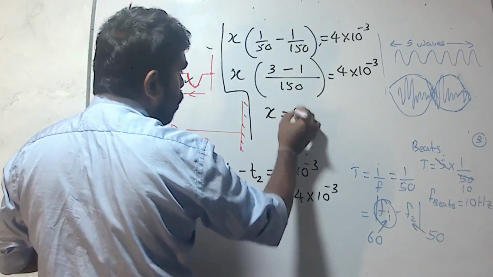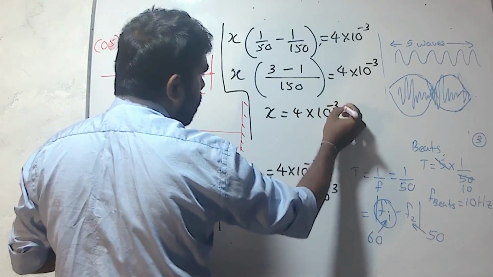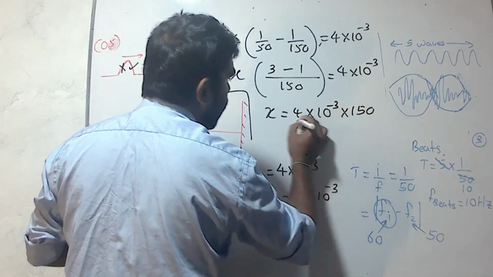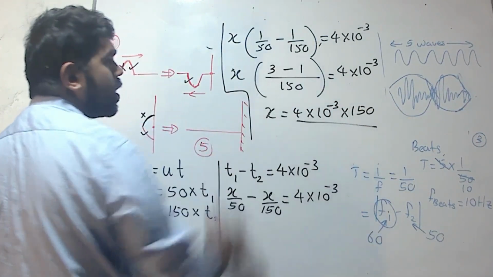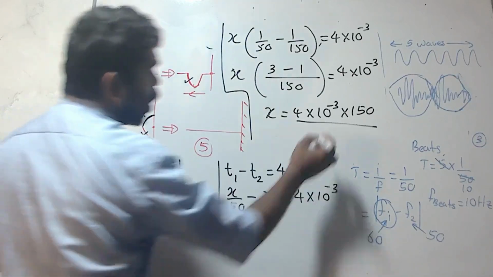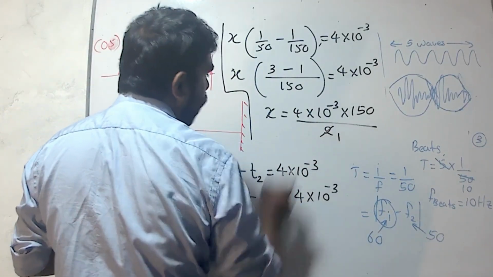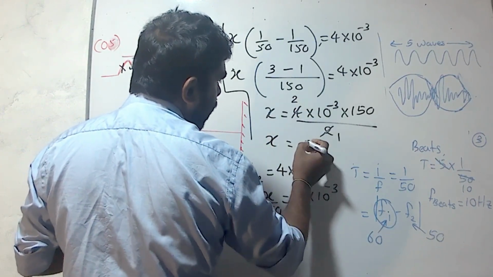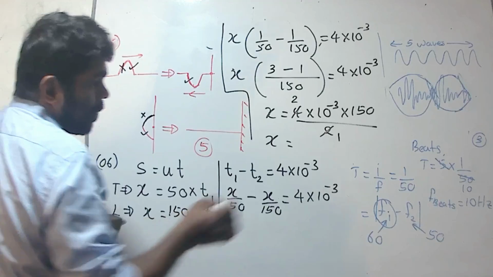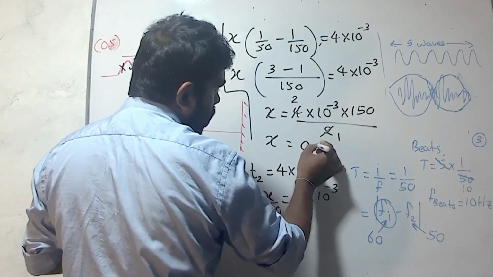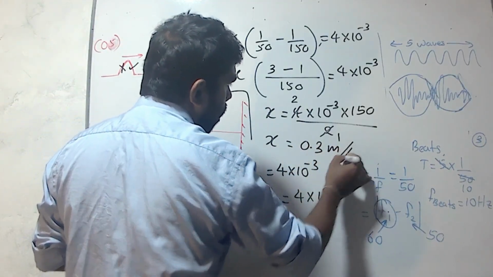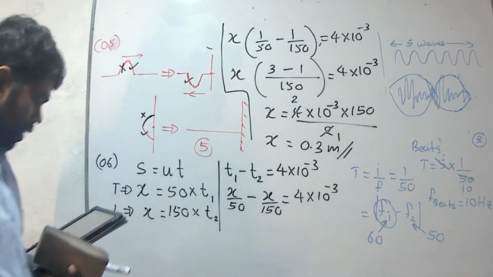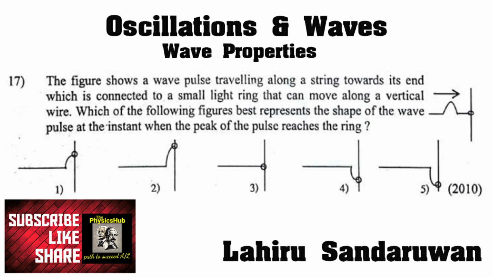x equals 4 into 10 to the power minus 3 multiplied by 150 divided by the difference of these two values. 3 minus 1, 2. 2 divided by 2, 1. 4 divided by 2, 2. Then x is 300 into 10 to the power minus 3. It means 0.3 meters. Then the answer is 4.